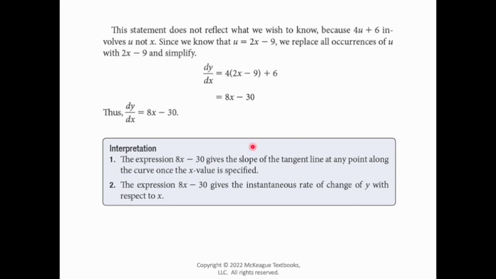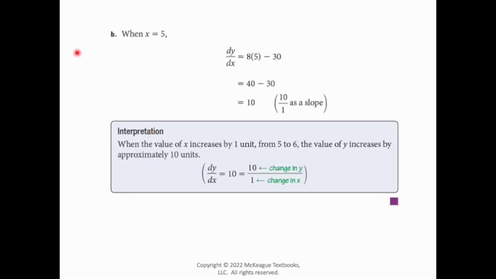So we have our two interpretations of this. The first interpretation is when you consider this as the slope of the tangent line at any given point. And then we can also look at this as the instantaneous rate of change at any given point. Now, if we want to evaluate that at 5, just like before we plug that in, we plug in x is 5, and then we work that out and we get 10.